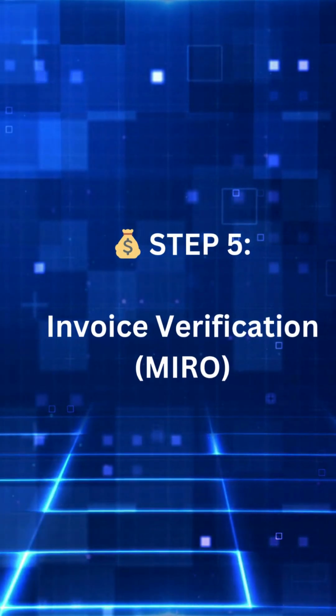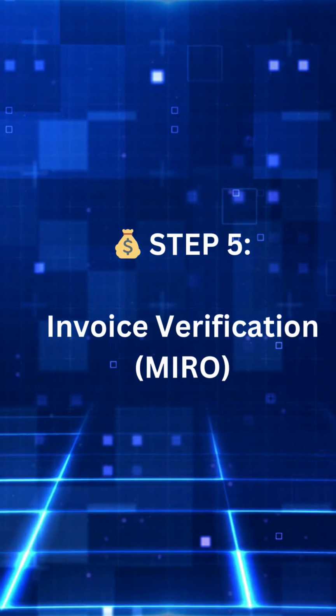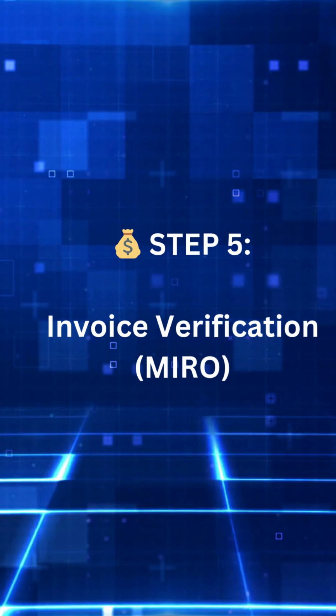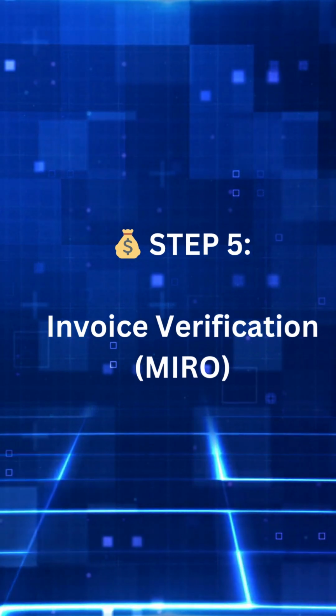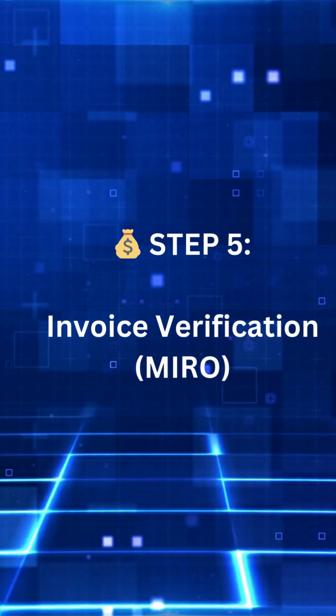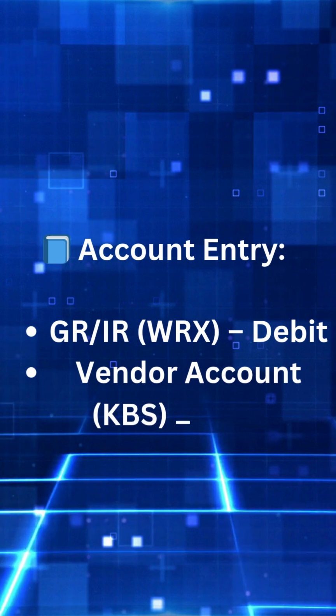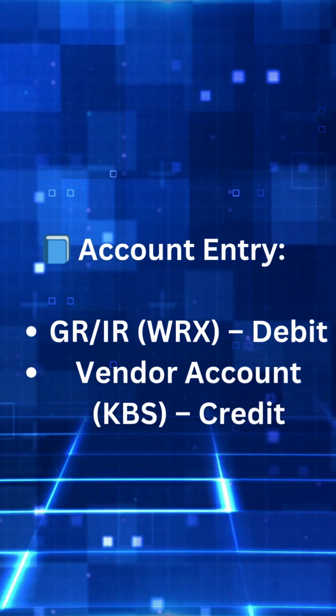Step 5. Invoice verification. After goods receipt, the vendor sends an invoice. The finance team posts this using MIRO invoice verification. This step compares PO, GR with the invoice. Once posted, it creates an accounting document and updates vendor liabilities.